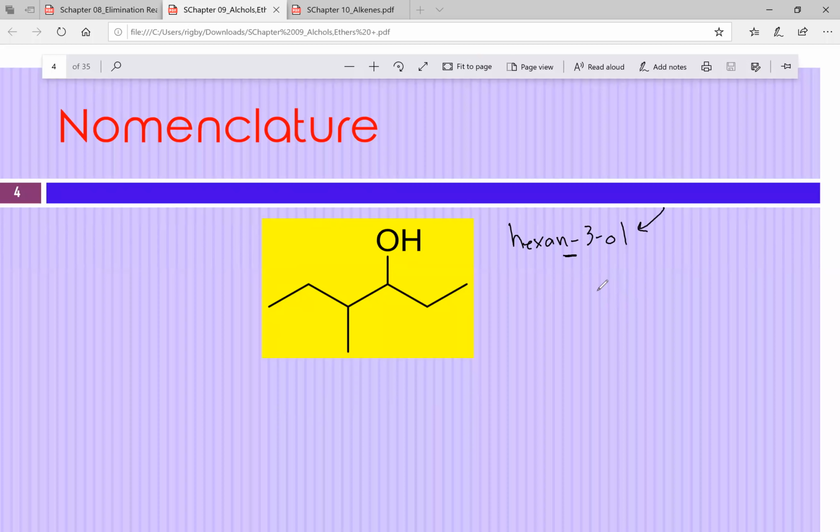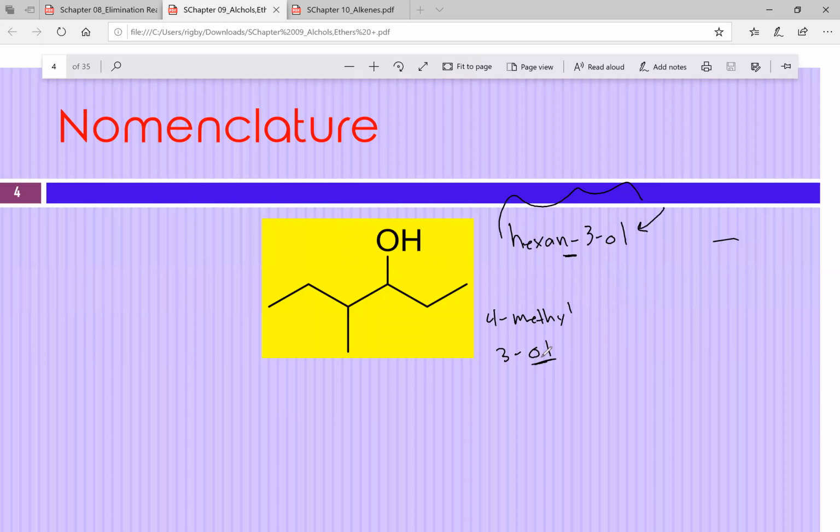Okay? And then somebody said, can we also name it 4-methyl-3-hexanol? Technically, yes, but I think this way is preferred just for the sake of clarity, we kind of want to keep numbers next to their functional groups. So we keep 4 next to methyl. So we also want to keep 3 next to ol because that's sort of the representation of the OH group.